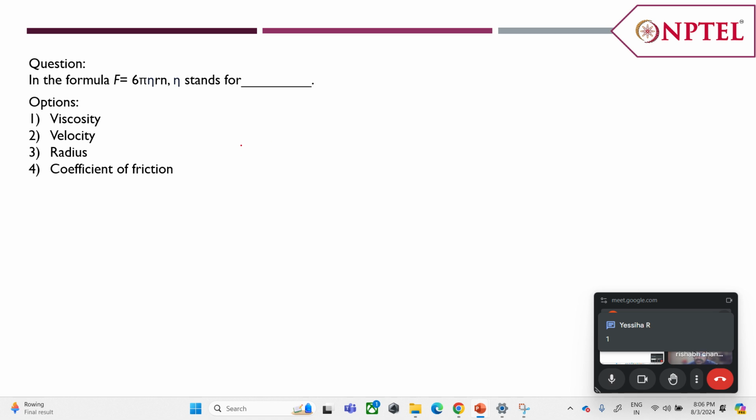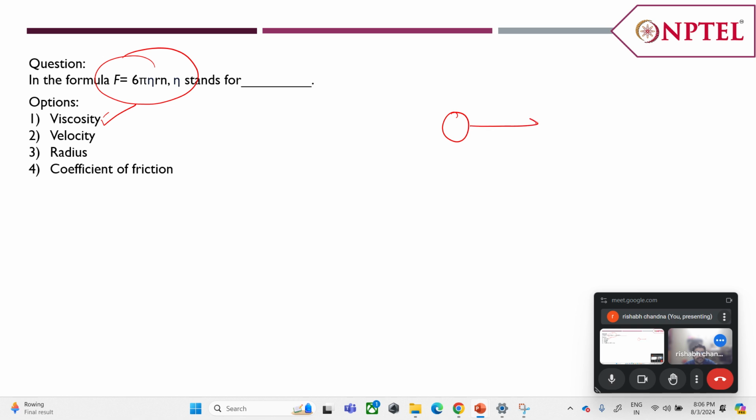Okay. Someone said first. Yes. So in this case, it's viscosity. This is particularly the force that a particular molecule faces when it moves through a liquid. So when it moves through a liquid that has a viscosity, that is eta.